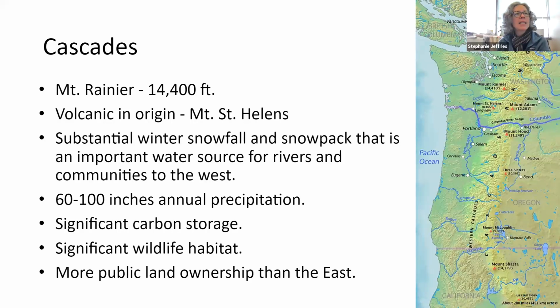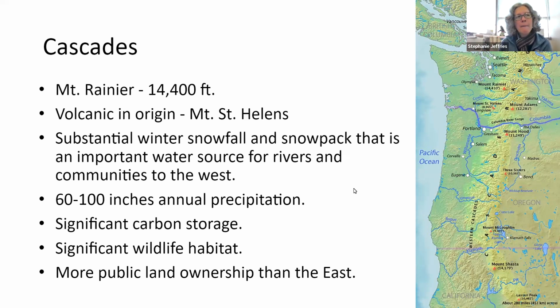So a couple of stats. Mount Rainier here is the highest peak at 14,000 feet. So the Cascades are a little bit taller than the Coast Range. And spectacularly, Mount St. Helens erupted in 1980 and blew apart. That's a place you can visit today. So this is a range where the winter snowfall and winter snowpack are a really important part of the overall annual precipitation for these forests.